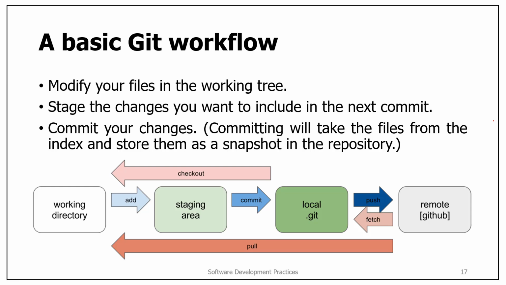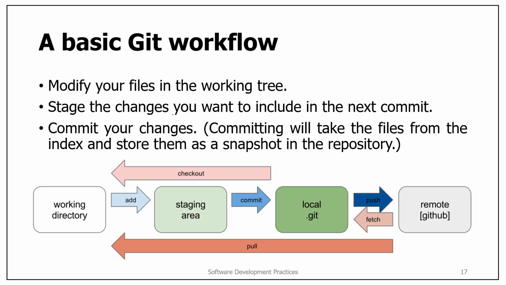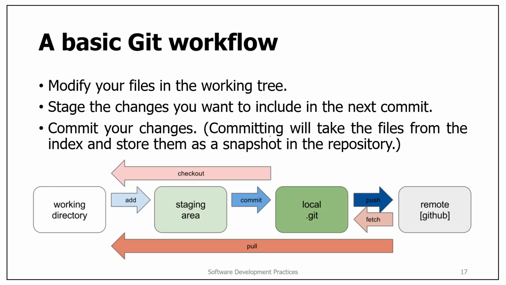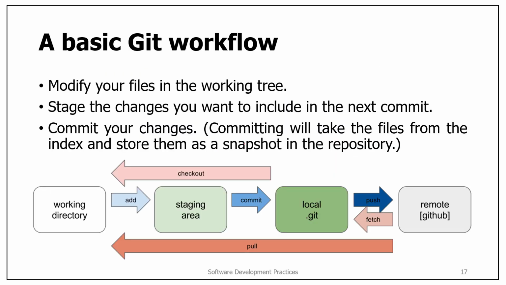And the basic workflow of Git. First of all, you need to modify the file in the working area, and then stage the changes you want to include in the next commit. So in the modified stage you need to make all the changes, then commit your changes. That is, after making all the changes you have to save that particular file to the repository, right? That is said to be the commit.